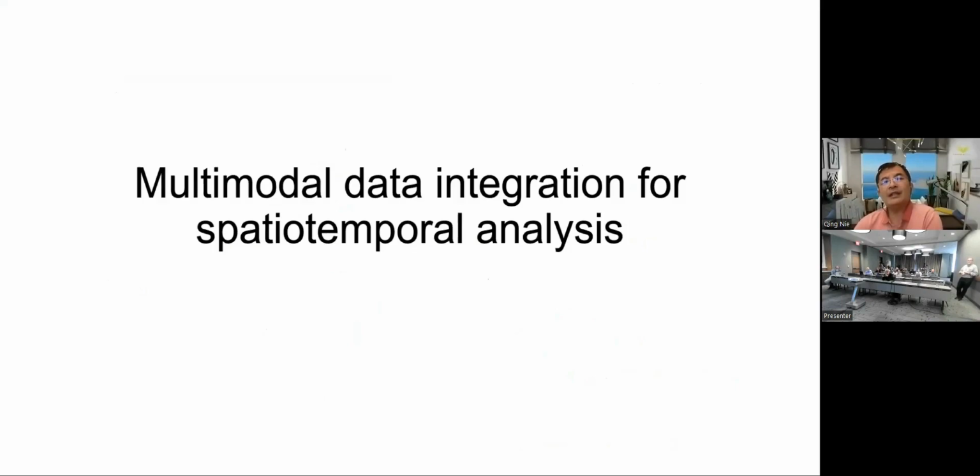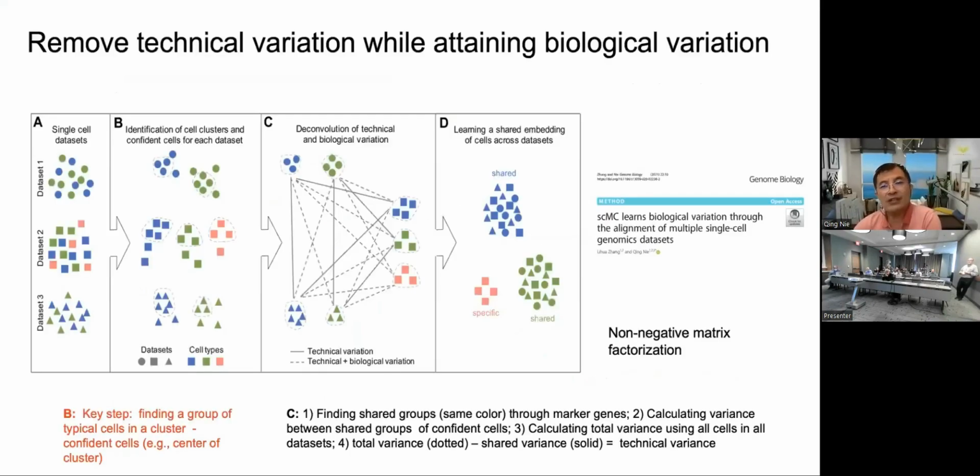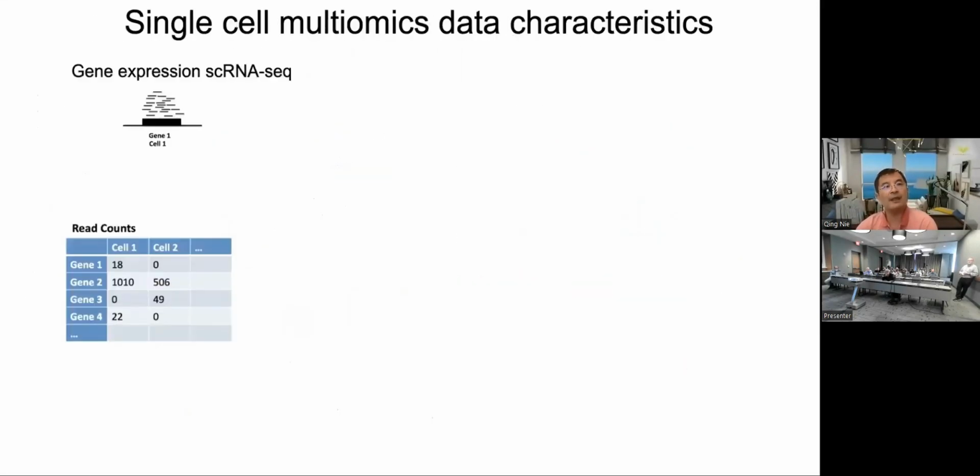And then the data now becomes much more rich. There's many data sets from different labs. So then for the machine learning techniques, it's very important to distinguish as much as you can. Of course, it's impossible to do all of them, the technical variation and the biological variation. So this is the one where we use non-negative matrix factorization to learn the variabilities.